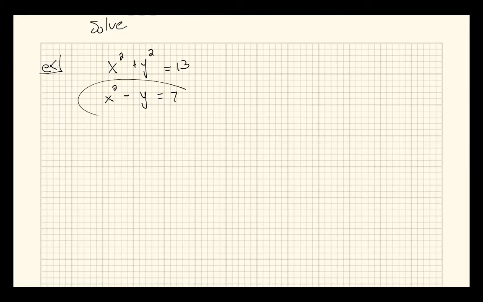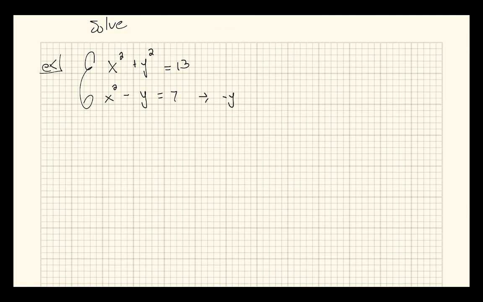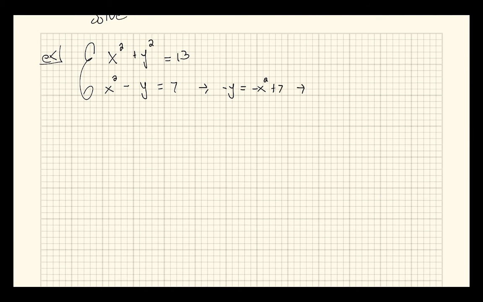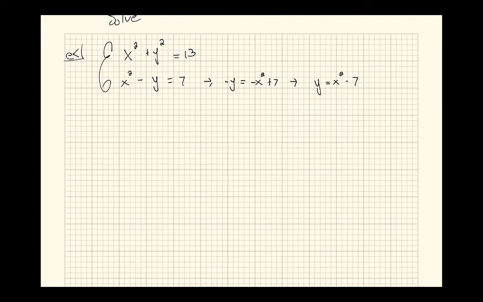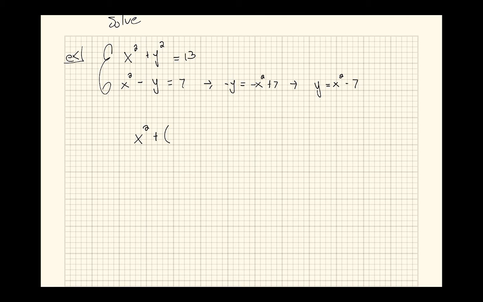Good idea. Let's solve for y in the bottom equation. So that's going to give me negative y equals negative x squared plus 7. If I multiply both sides by a negative, y equals x squared minus 7. Okay, so we can take that, plug it in for y here. X squared plus x squared minus 7 squared equals 13.